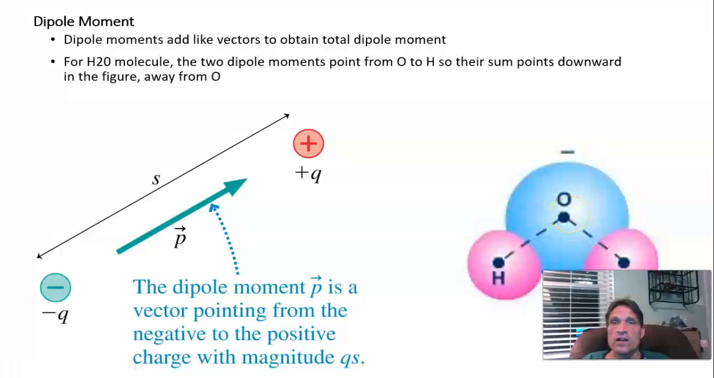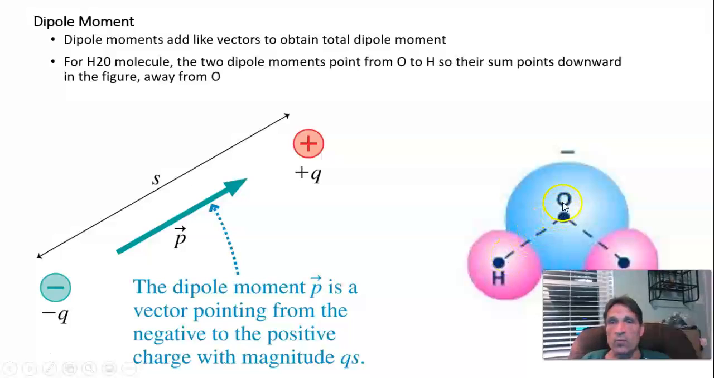Here's a water molecule, and it has 2 hydrogens and an oxygen. The oxygen, we discussed a while back, is a little more negative, and the hydrogen is a little more positive. So there's a dipole moment here pointing from negative to positive, or pointing from the oxygen toward the hydrogen.